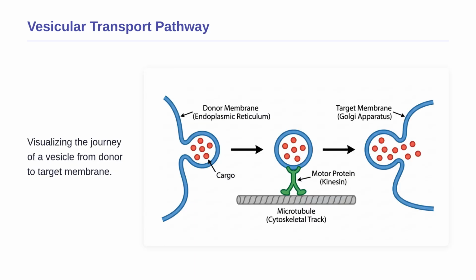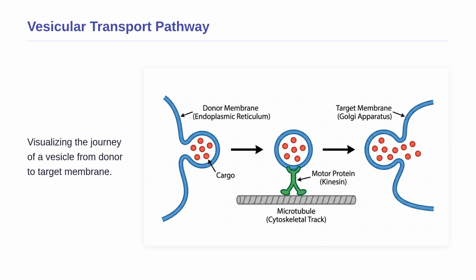Let us visualize this entire process with a diagram. On the left side of your screen, you can see the blue donor membrane, which represents the endoplasmic reticulum. Notice how it curves to form a budding vesicle, trapping the red cargo molecules inside. Once fully formed, this vesicle attaches to a green motor protein, specifically kinesin.